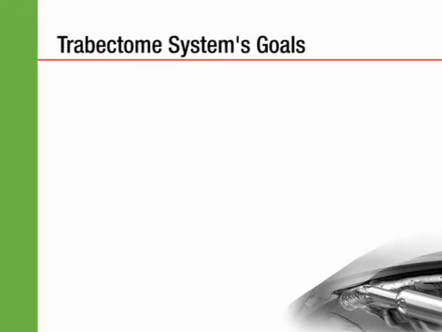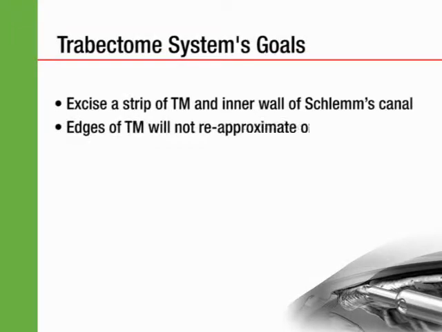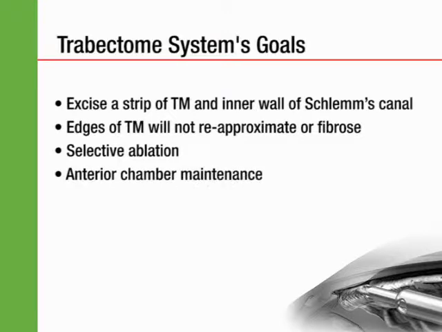The Trabectome system goals are to excise a strip of trabecular meshwork and inner wall of Schlemm's canal, such that the edges of the trabecular meshwork will not reapproximate or fibrose. Selective ablation must be attained. The anterior chamber must be maintained throughout the procedure, and there must be a clear view of the angle during the procedure.